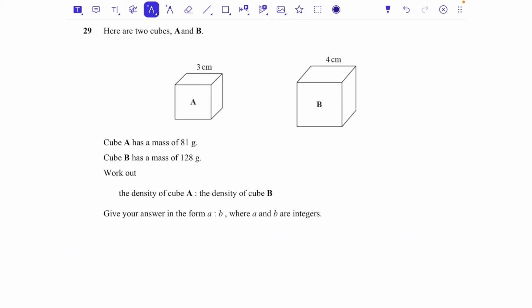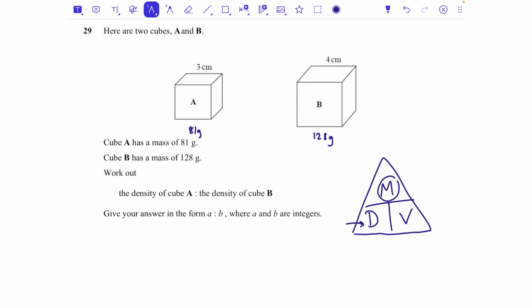Question number 29, here are two cubes A and B. Cube A has a mass of 81 grams and cube B has a mass of 128 grams. Work out the density of A to the density of B, and we want that as a ratio. Give your answer in the form A to B, where A and B are integers, so whole numbers. So I'm going to start by drawing the formula triangle for density: density, mass, volume, like that. We cover up the thing we want to know and we do the sum that is left behind. So if I would like to work out the density, I'm going to need to do mass divided by volume. So I'm going to need the mass, which I've got, 81 grams and 128 grams, but I'm going to need the volume, and at the minute I don't have that.